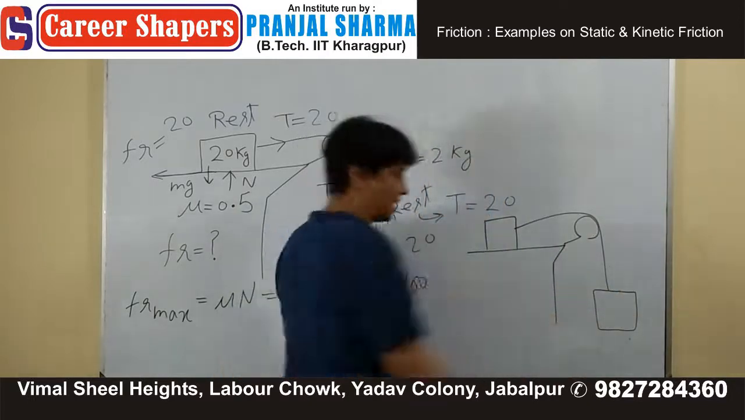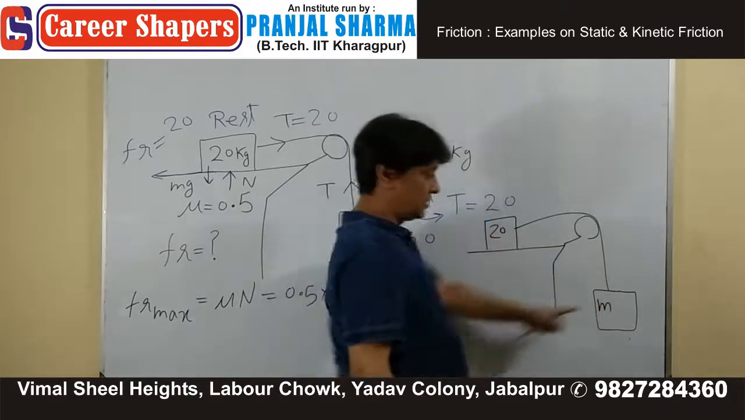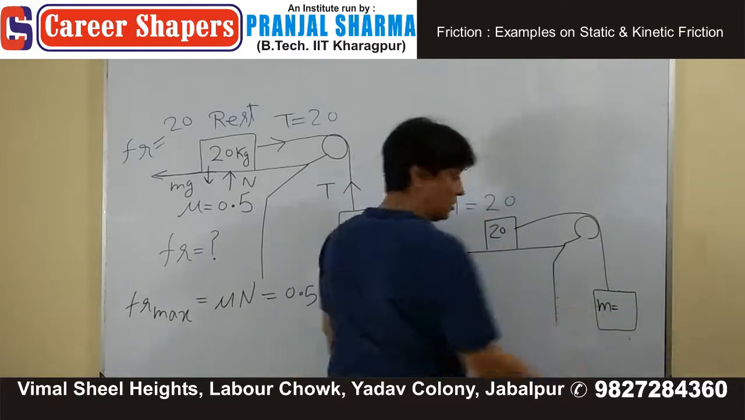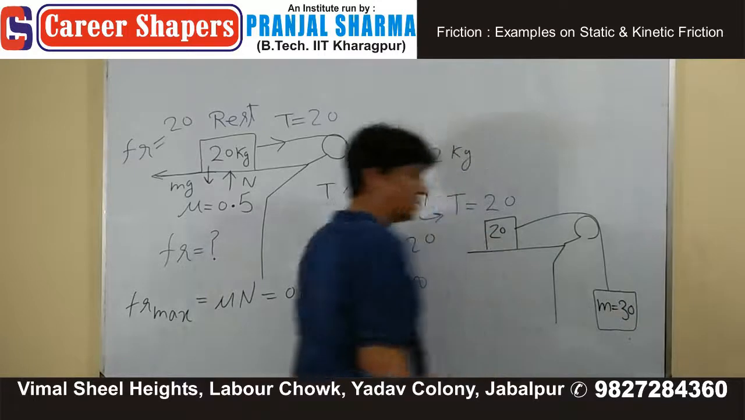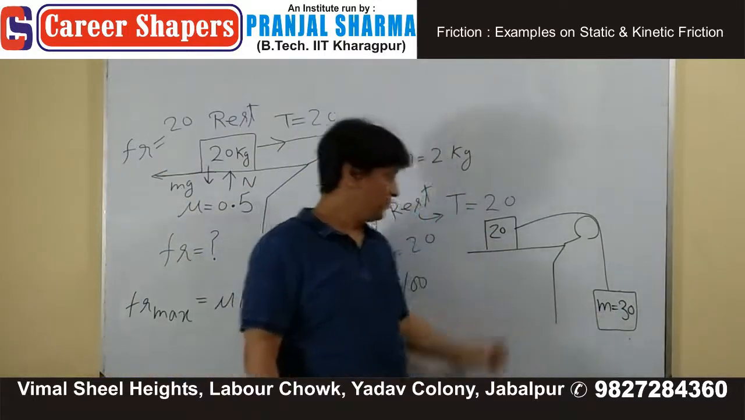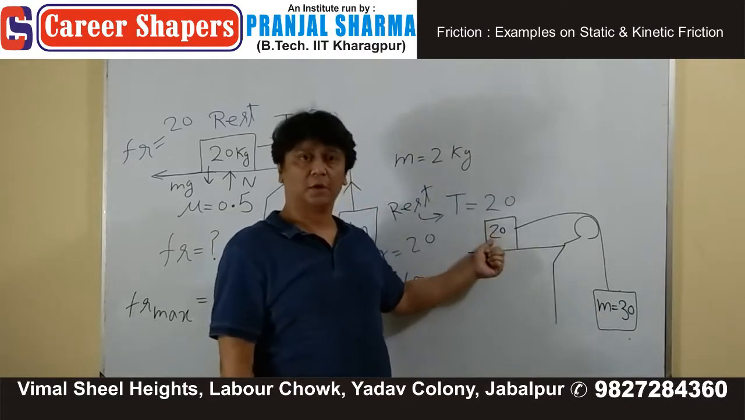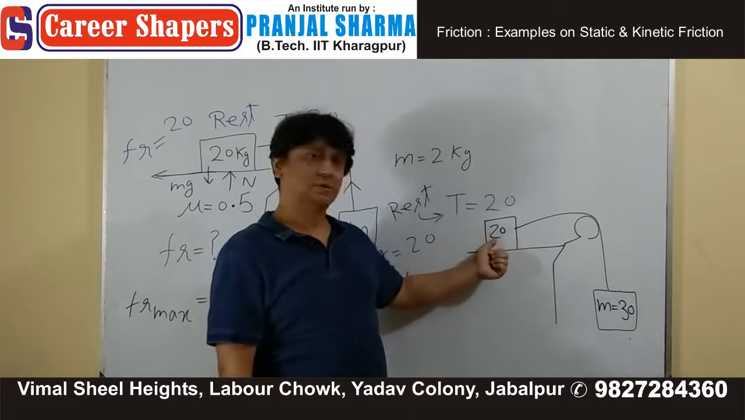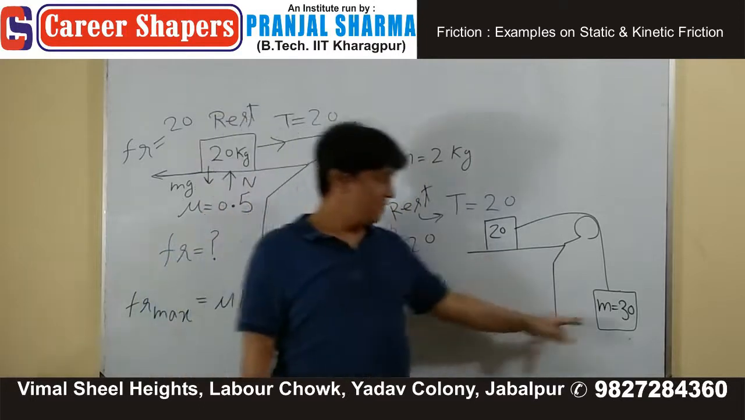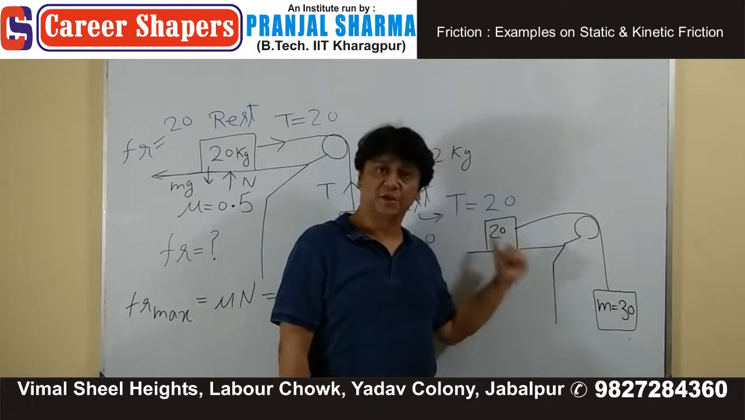And this block, our m, this was 20, this m, it's been given that this m is now 30 kg. What is m? 30 kg. Find out the friction which is acting on the 20 kg block. Try to answer this. If instead of having a 2 kg block, you have a 30 kg block, then what is the friction acting on the 20 kg body?